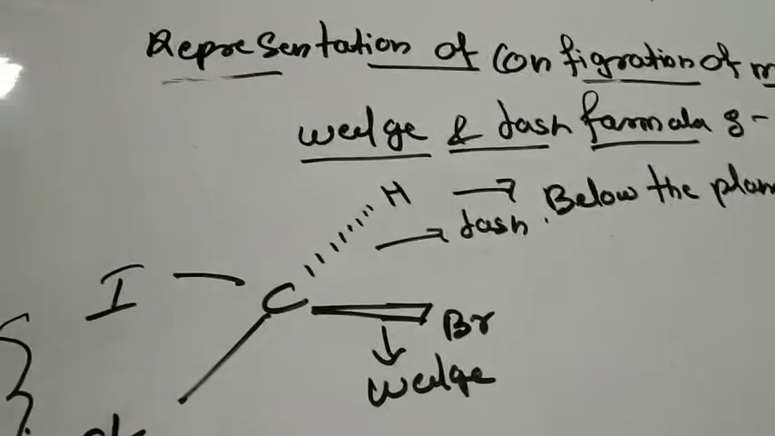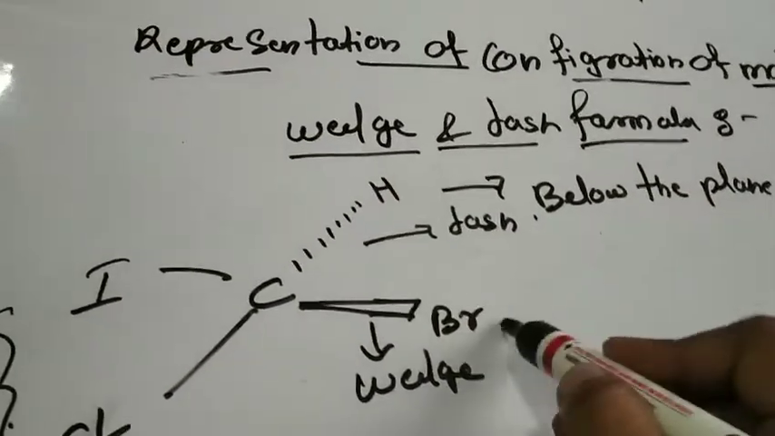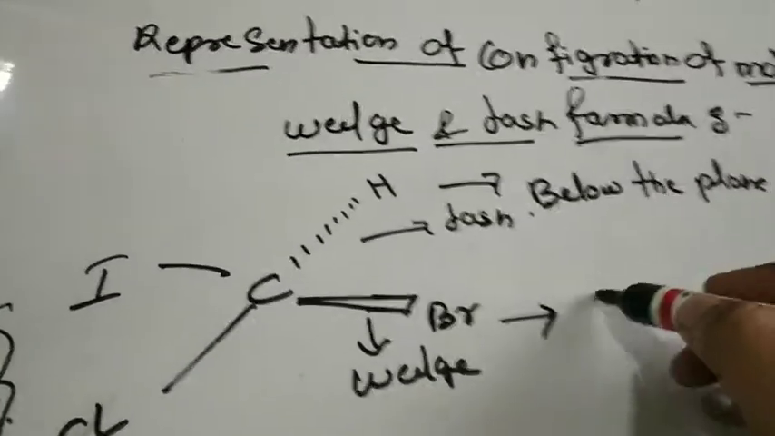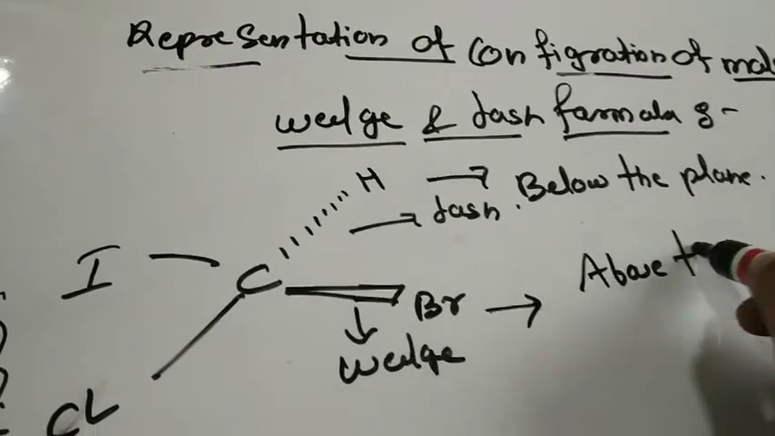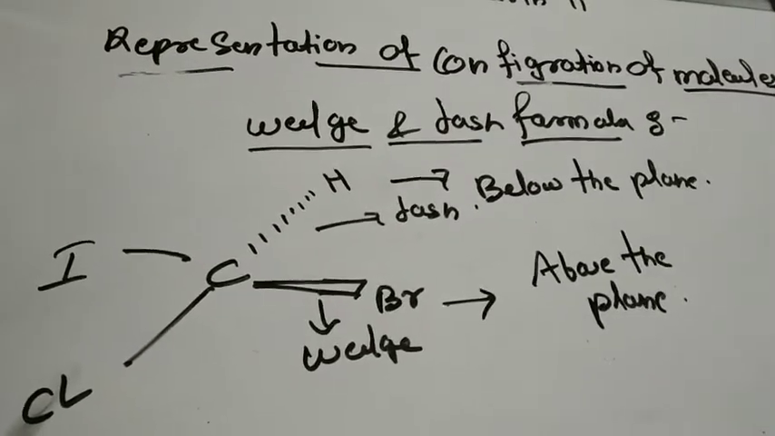What we had seen in the Fischer's formula, dotted wala, dash wala क्या होता है? Below the plane होता है. Wedge वाला क्या होता है? Wedge वाला जो होता है वो above the plane होता है. Above the plane, right? Then what is below the plane?